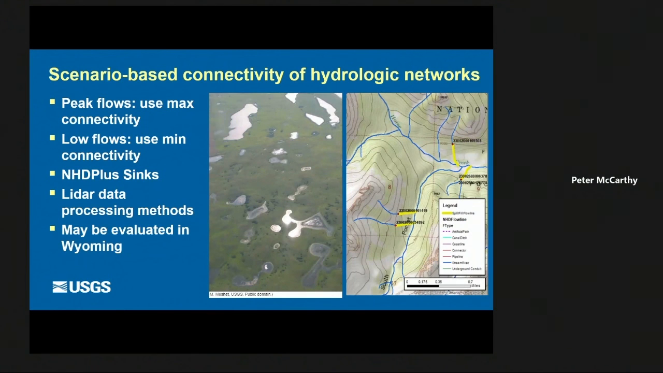And then an idea that we've been talking about that's come about is coordination with the National Geospatial Program on scenario-based connectivity. When I talk about scenario-based connectivity, I'm talking about during a big flood event, all these prairie potholes might be contributing to downstream flow, but in a summer drought, under low flow conditions, they would not. That changes the delineation of your basin based upon the scenario that you're wanting to work in. Through using the NHD Plus sinks and maximum connectivity of a network, you can begin to look at scenario-based connectivity or scenario-based hydrologic networks.